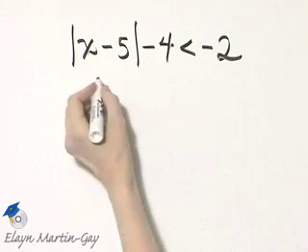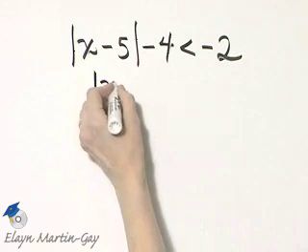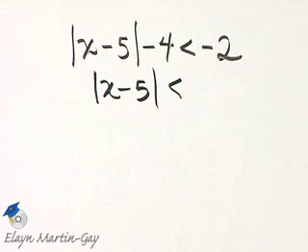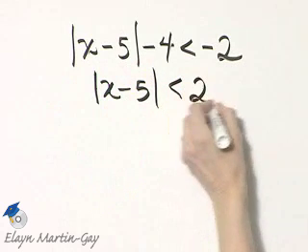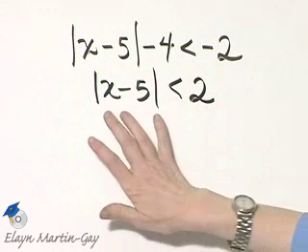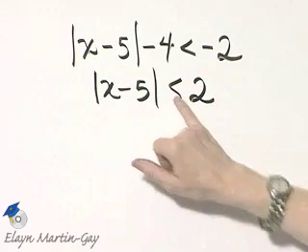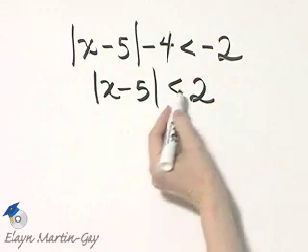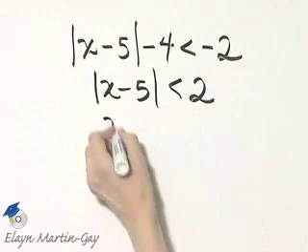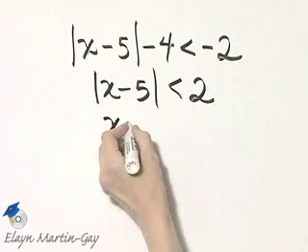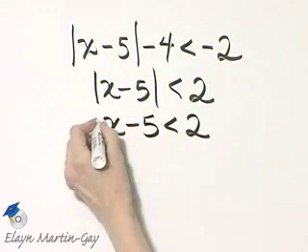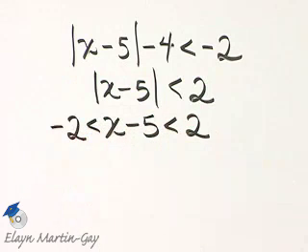If I add 4 to the left side, I just have the absolute value of x minus 5. If I add 4 to the right side, I have negative 2 plus 4, or 2. And now I have an absolute value less than some positive number. For this absolute value to be less than 2, what's inside the absolute value bars, the x minus 5, must be between 2 and negative 2.